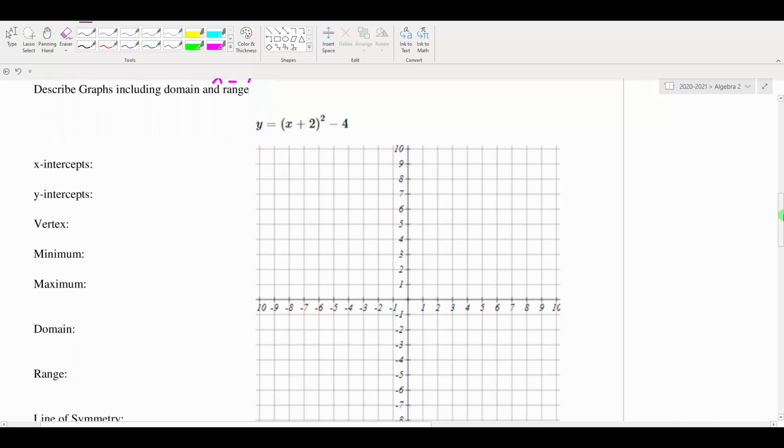So let's move on. This is a different type of problem. What they want you to do here is take this function and graph it. So you have to produce a graph using this function, and then find all of the important information about this particular graph. They want you to find x-intercepts, y-intercepts, vertex, minimum, maximums, all that good stuff. We're going to go through all of that, but first I'm going to go ahead and graph.